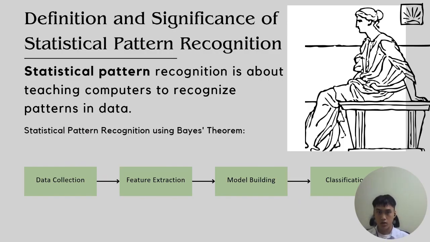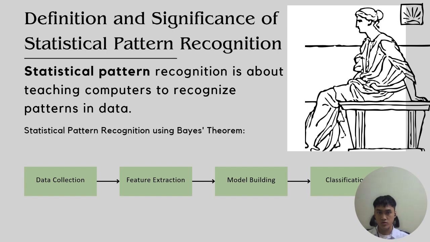Thank you, Ziqi. My name is Dong Xing, and I will discuss statistical pattern recognition using Bayes' theorem. For step 1, data collection. First, we need to gather relevant data. This could be images for image recognition or speech samples for speech recognition. The key is to have a good data set that represents what we want to recognize.